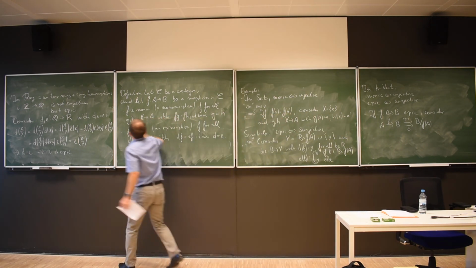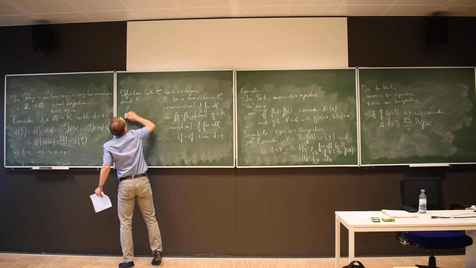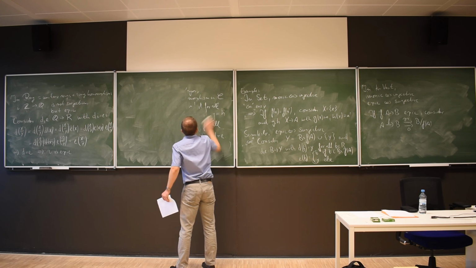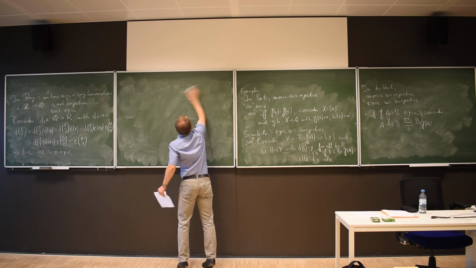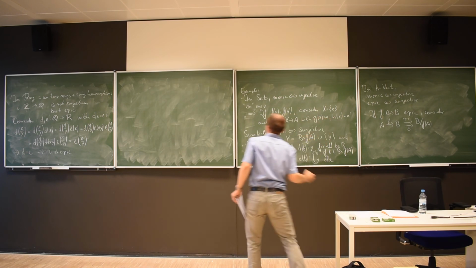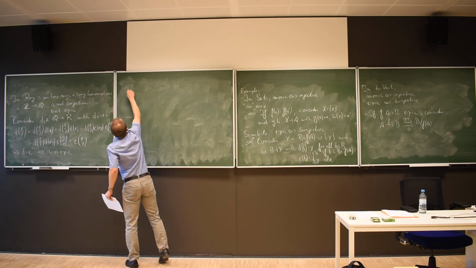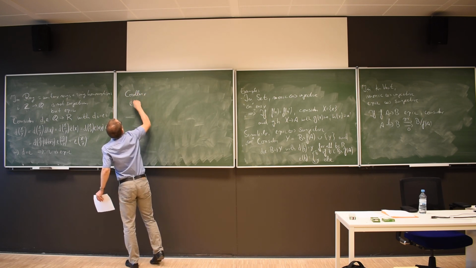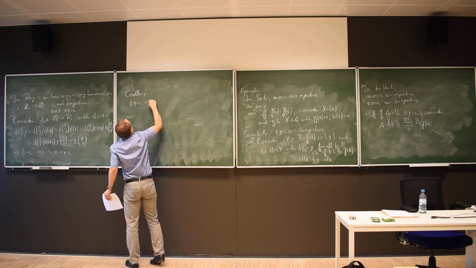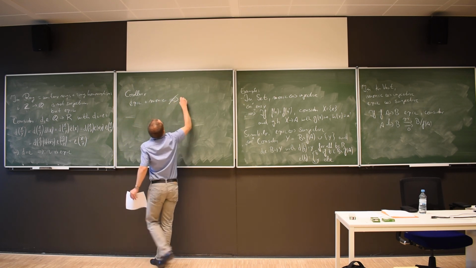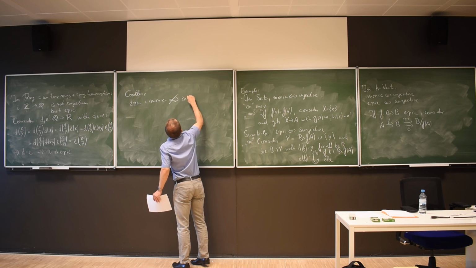So I'll write this conclusion down because it's important to keep in mind. So the corollary is, it is not true that epic and monic together implies isomorphism.